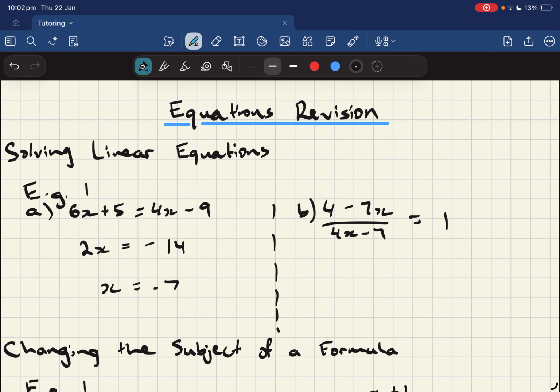Now this one on the right-hand side, we have 4x minus 7 on the denominator. We want to get it onto the other side first. So we multiply both sides by 4x minus 7. So this first side becomes 4 minus 7x, the numerator, and then 4x minus 7 goes on the other side. We can add the 7x to the other side. That gives us 11x. And then we can add the 7 to the other one also, which gives us 11. So here, x is going to equal 1.